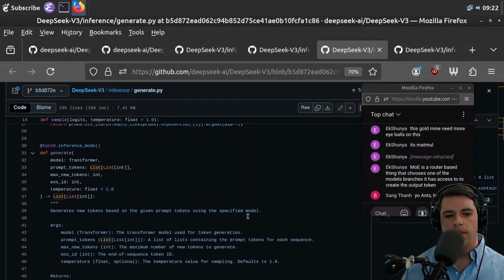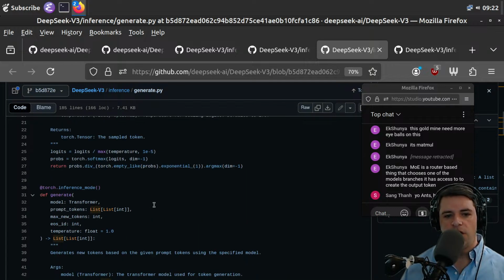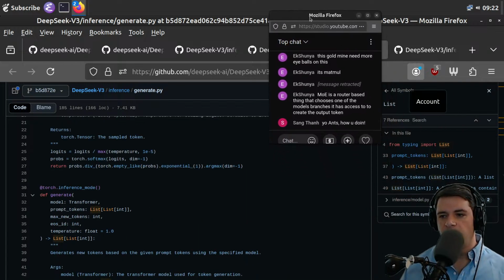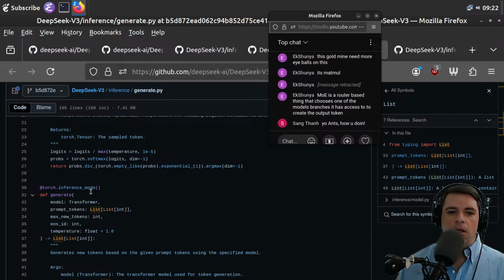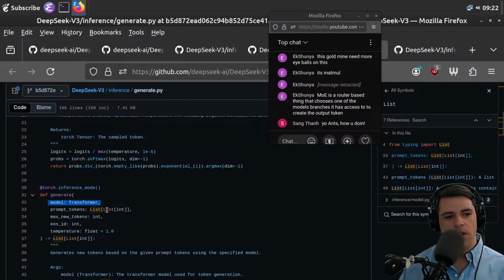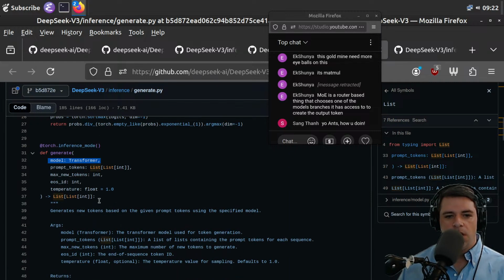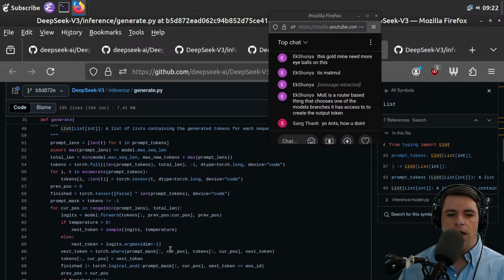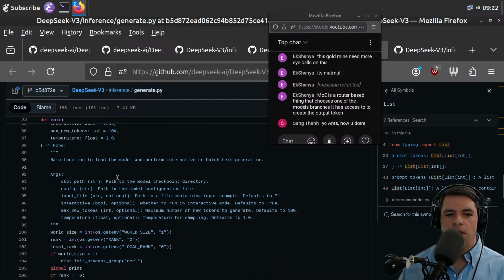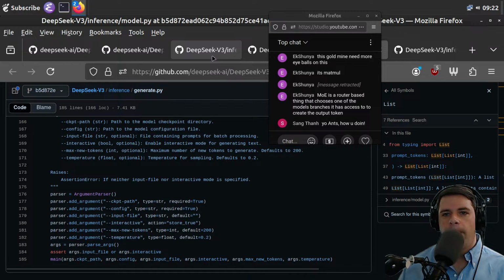Okay, so here's the generate. Well, I'll look quickly at what they have here. It takes a model, which is of type transformer, some prompt tokens, a max new tokens, EOS ID, maybe end of string, the end of sequence token ID. Okay. And we're going to do inference on them.